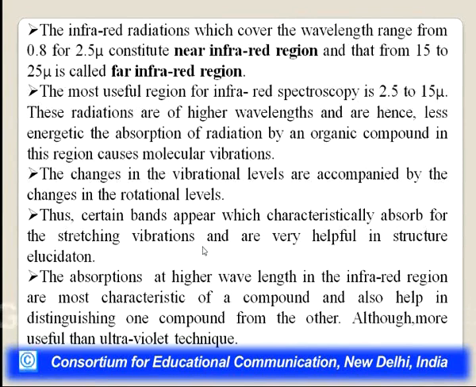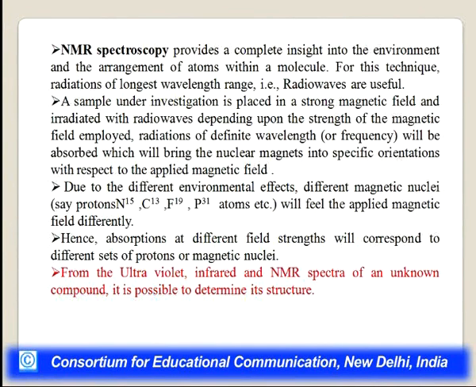This is also a spectroscopy technique which helps in elucidation of the complete structure of an organic compound. The absorptions at higher wavelength in the IR region are most characteristic of a compound and also help in distinguishing one compound from another. It is more useful than the ultraviolet technique, because ultraviolet only provides information about conjugation, non-conjugation, which type of transitions are there. But IR can explain which kind of functional group is present in the organic compound. So it is more useful than ultraviolet-visible spectroscopy.